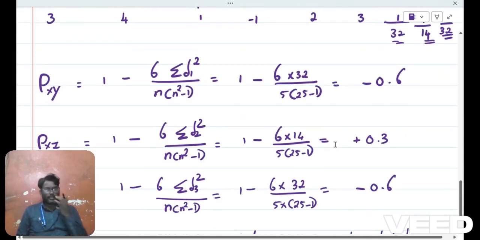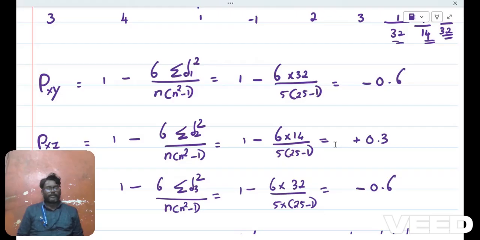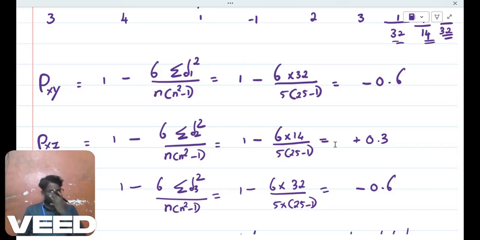Now we will compute the rank correlation between x and y. The formula is 1 minus 6 sigma d1 square divided by n into n square minus 1. If we apply it, we will get minus 0.6. Similarly, the rank correlation coefficient between x and z is 1 minus 6 sigma d2 square divided by n into n square minus 1. You will get plus 0.3, and the rank correlation coefficient between y and z is 1 minus 6 sigma d3 square divided by n into n square minus 1. If we substitute, we will get minus 0.6.